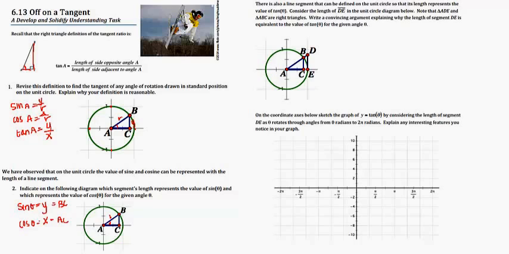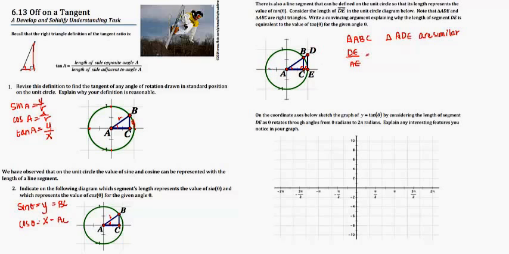Now, since these triangles are similar, and we know they're similar because these two angles are both right angles, they share this angle, so it has to be the same, and therefore their third angles have to be the same. And if the three angles of a triangle are congruent with their corresponding angles, they are similar. And similar sides are proportional. That means we can set up the following proportion. I'm going to take DE and put it over AE.